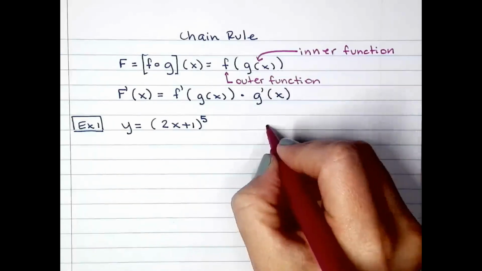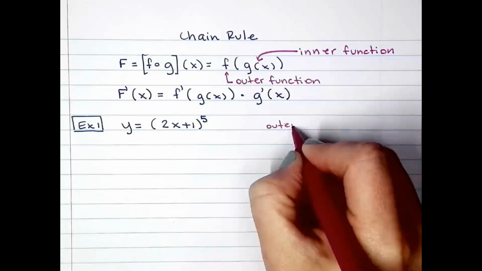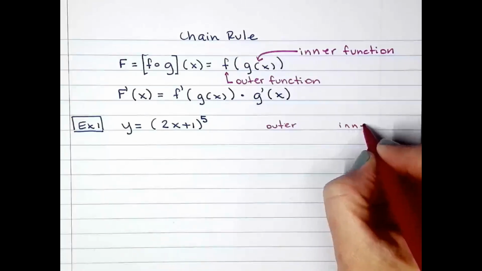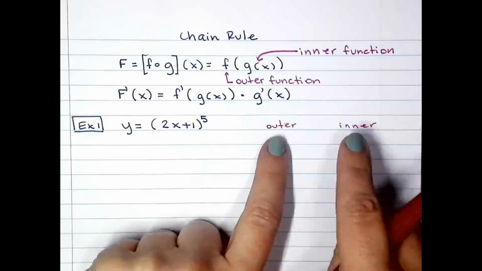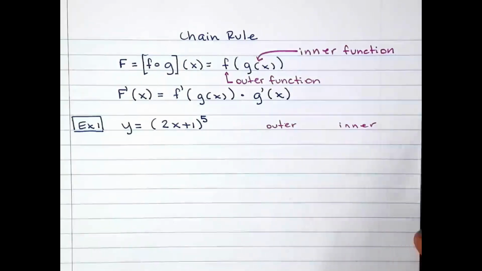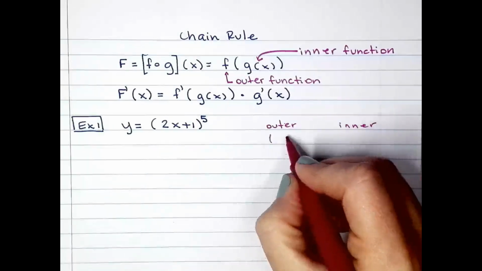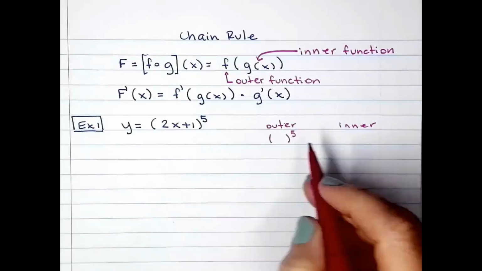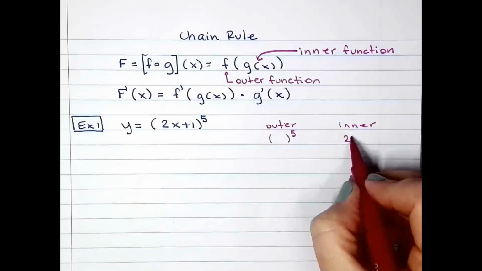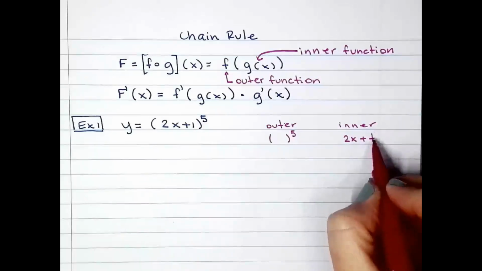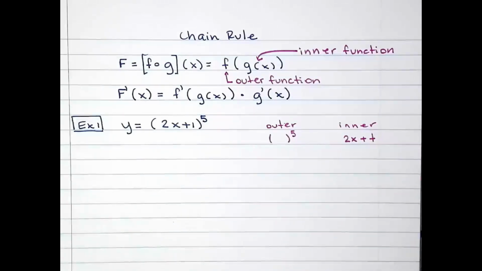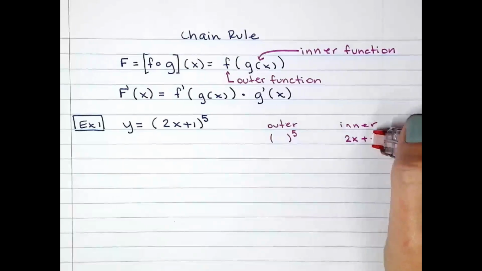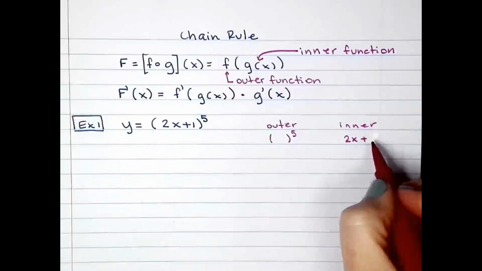So I like to start out by organizing my information here. I like to do the outer function and the inner function so I know what I'm doing. The outer function is, no matter what's inside, whatever that is, raised to the fifth power. The inner function is just simply 2x plus 1.